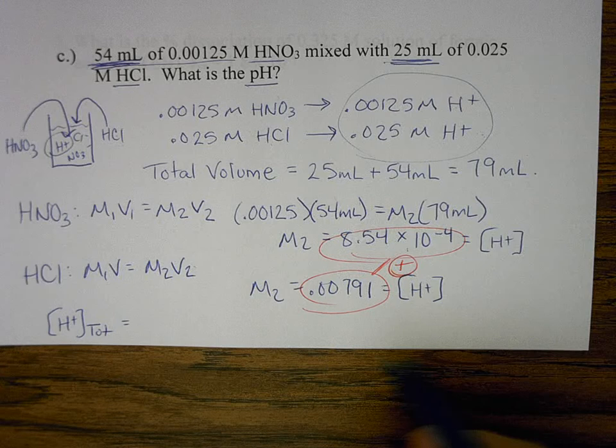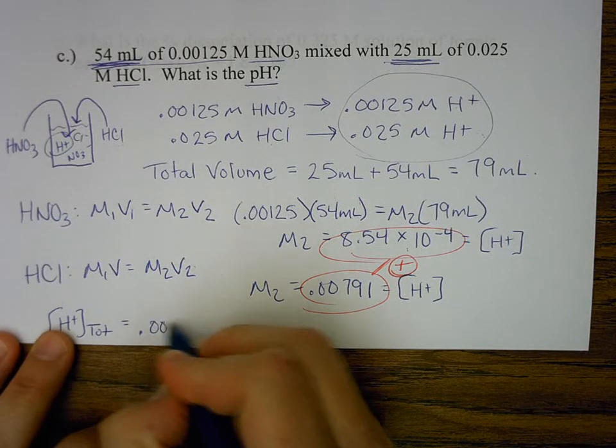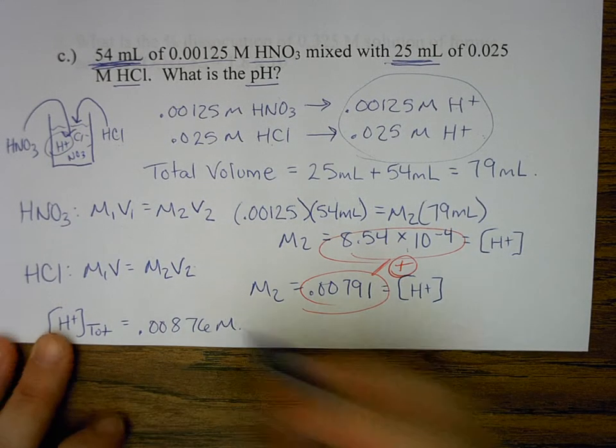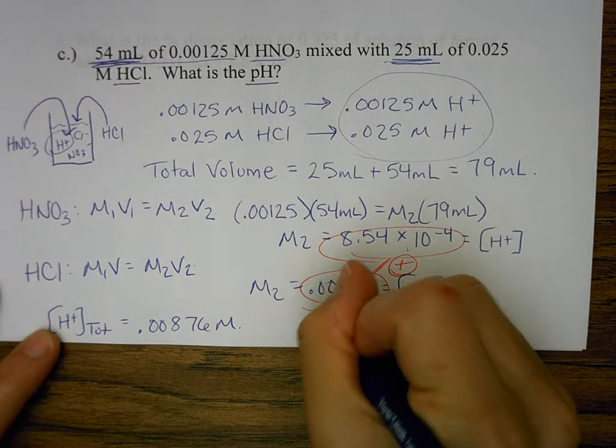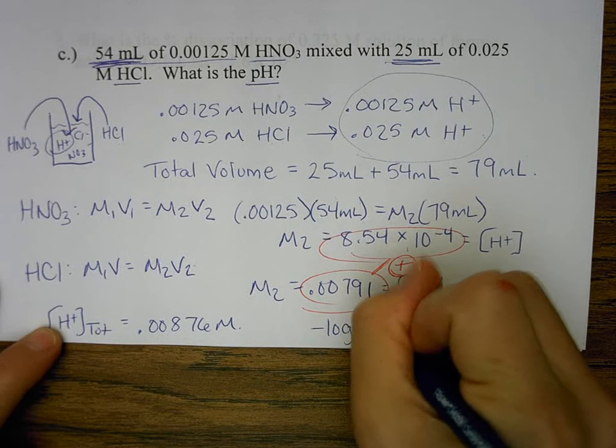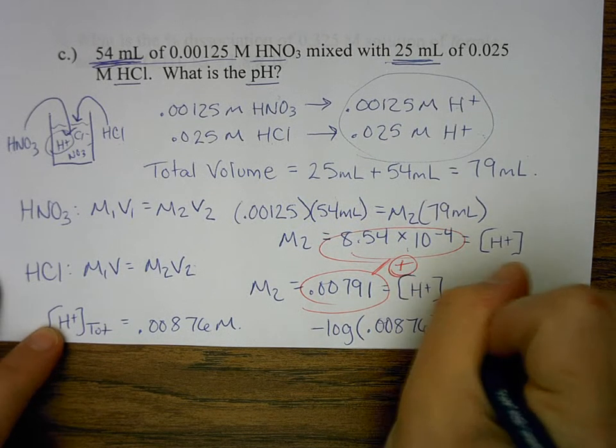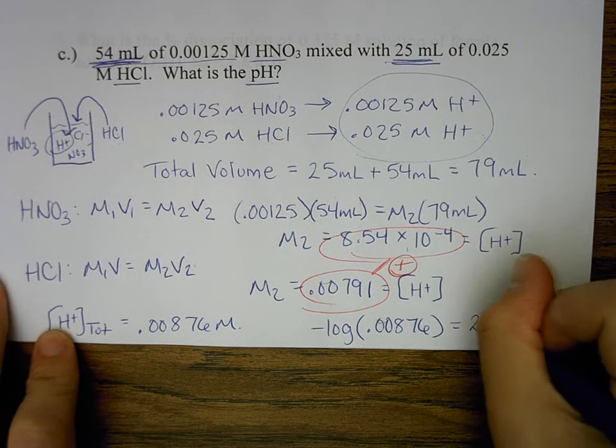When I add those numbers together, I get 0.00876. What do I do with the hydrogen ion concentration to get pH? What do I do? Negative log. Negative log of 0.00876, and that gives me the pH is 2.06.